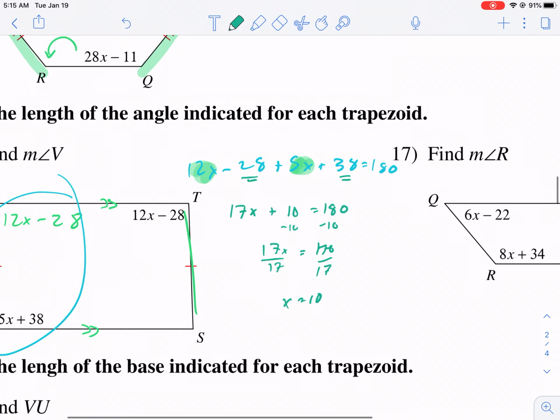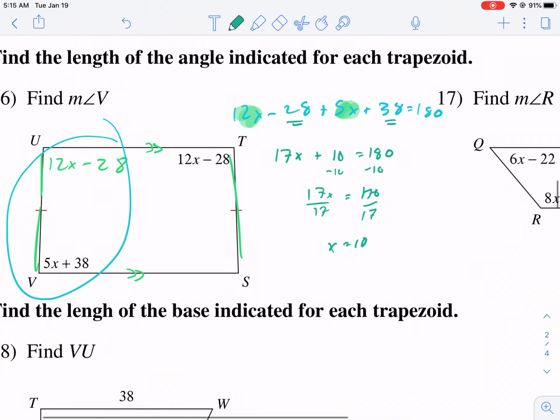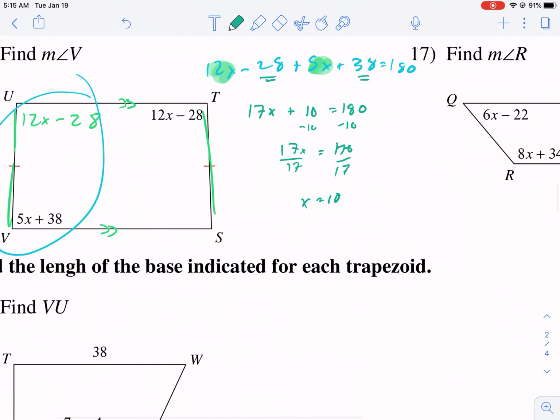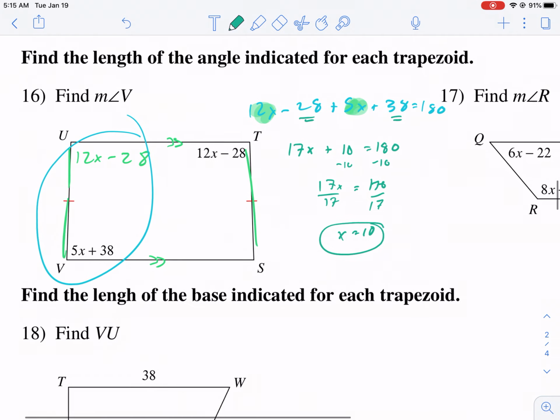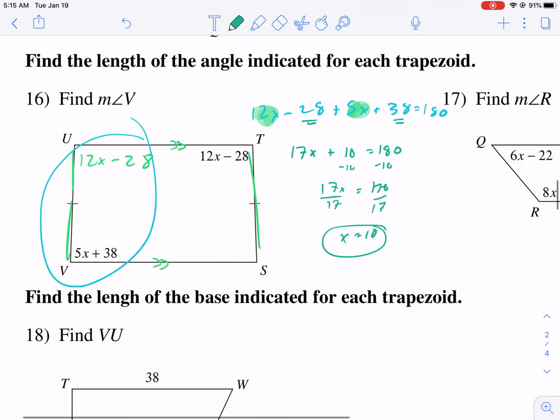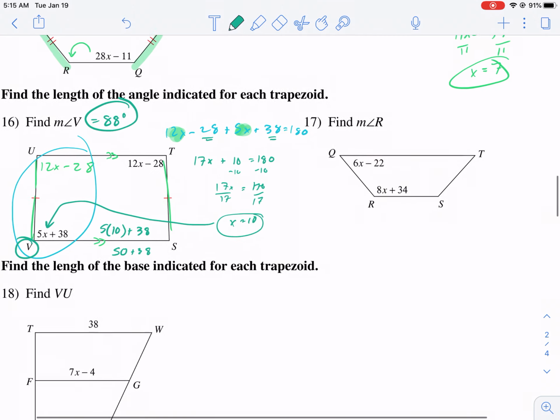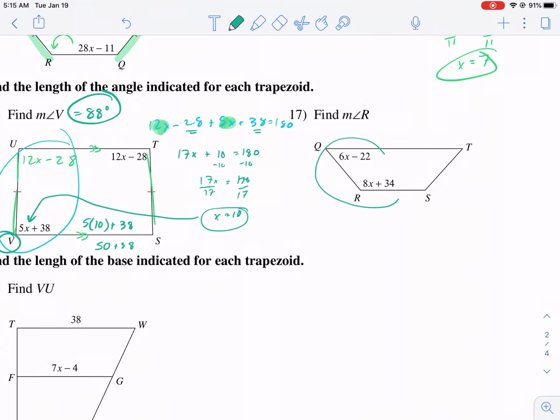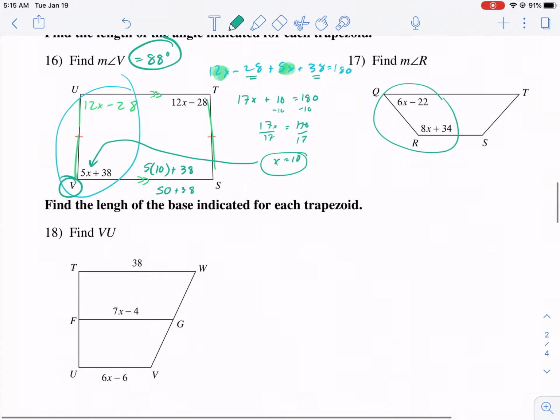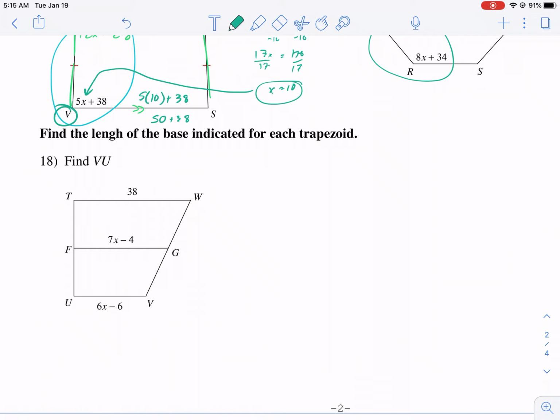But that's not what it's asking. It's asking for the angle indicated. So we need to plug this back in for x. Measure of angle v. So if we're looking for angle v, that's here. We're going to plug this in for x. And we get 5 times 10 plus 38. 50 plus 38. V equals 88 degrees. Okay, so that's how you do these ones. You're going to add those together equal 180. And then find the length of the base indicated for each trapezoid.